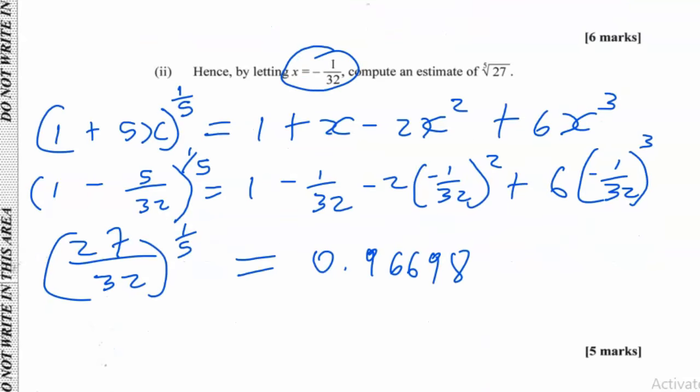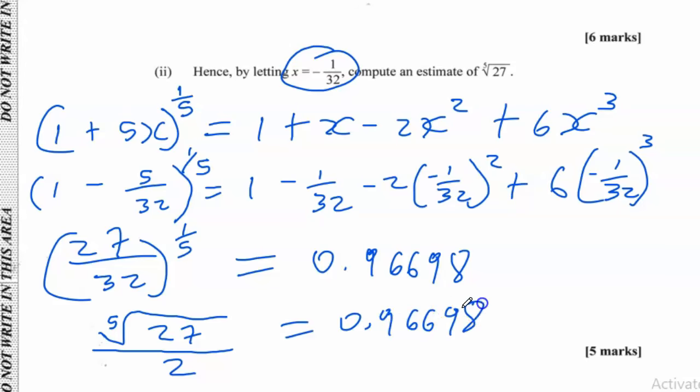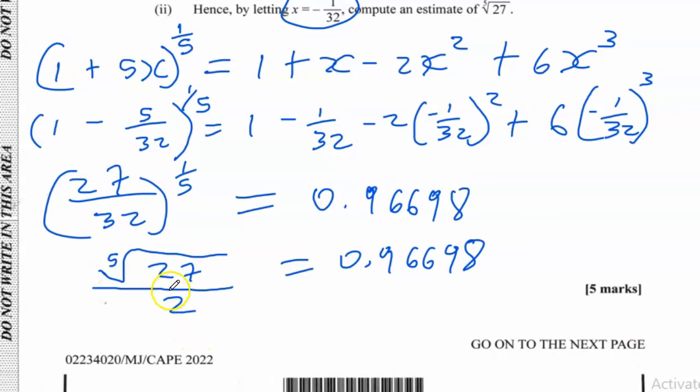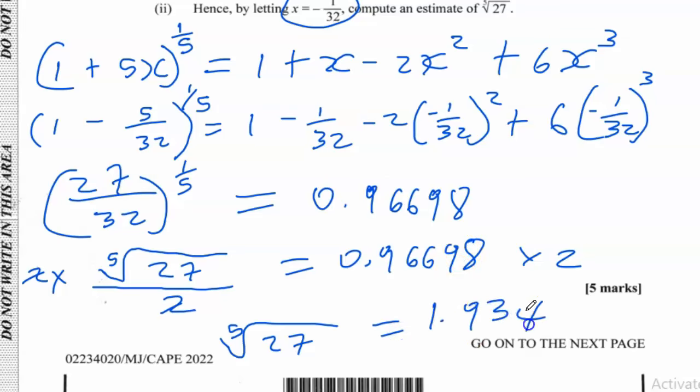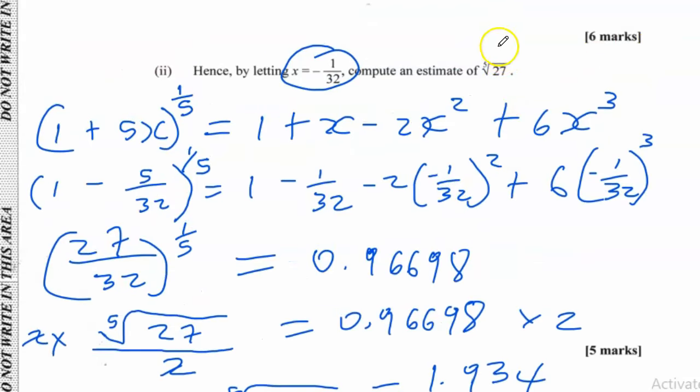And so now, with indices, we can take the fifth root of both the numerator and the denominator. So the fifth root of 27, we can write it as that, and we take the fifth root of the denominator, the fifth root of 32 is 2, equal to 0.96698. Now we can times both sides by 2. So we end up with the fifth root of 27 equal to 2 times what we have on the right hand side here. I am getting 1.934. So that's the fifth root of 27, that's what we're asked to find.